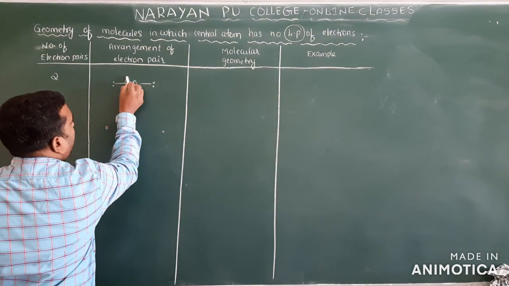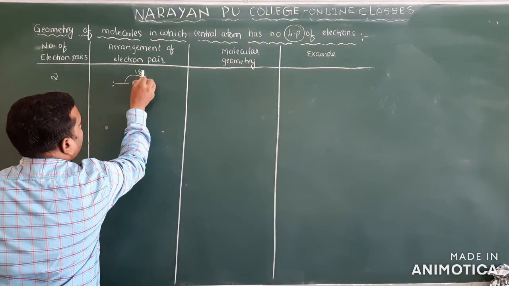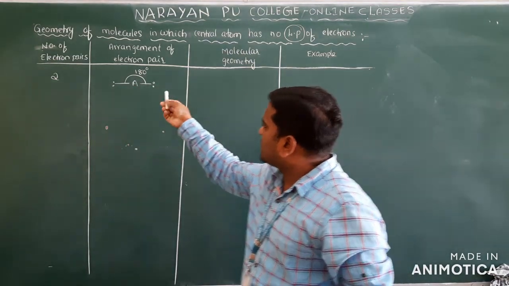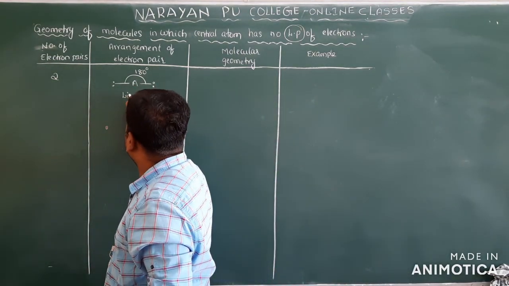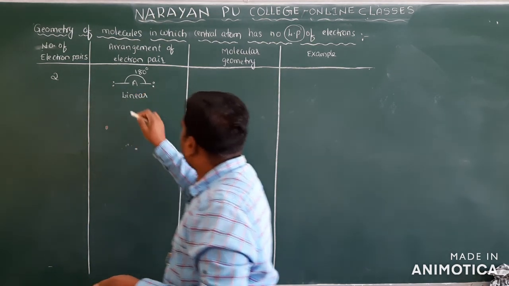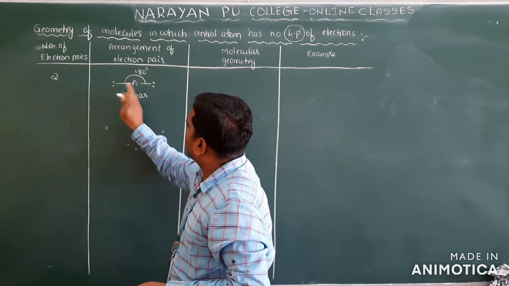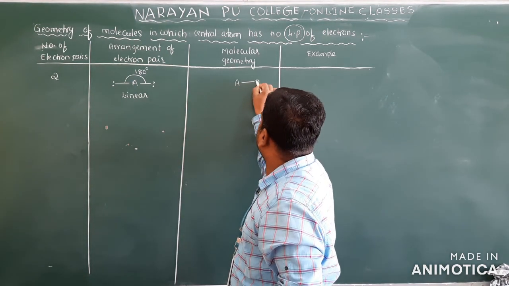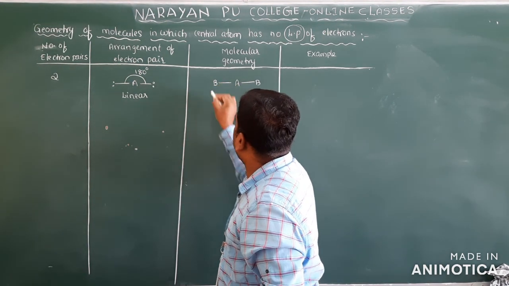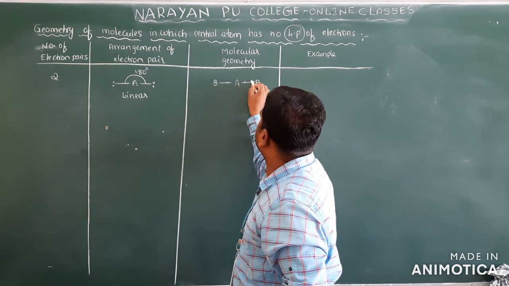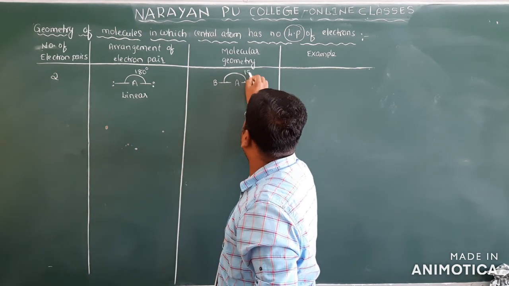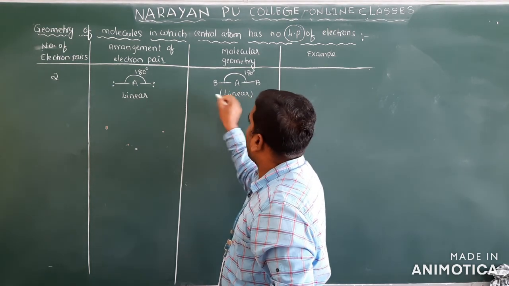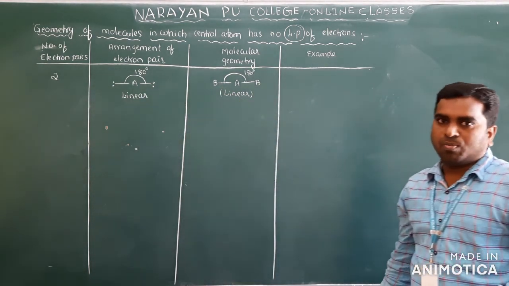So what will be the bond angle here? The bond angle is 180. Clear? If I write here, what is the shape? Linear. Instead of just writing pairs here, I will write the molecule: A, and here B, and here B. How many bond pairs are there? 2 bonds means 2 bond pairs. What will be the angle here? 180. What is the shape here? Linear. So this is the form of the molecule.